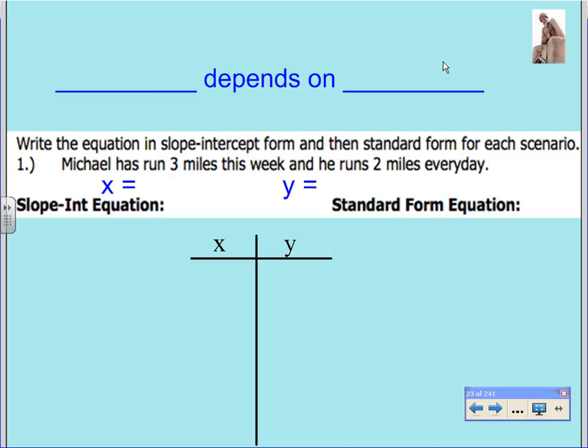And then one more thing I need you to do before we get started is make a table, a t-chart, which is just an x and y table, in between where it says slope-intercept equation and standard form equation.